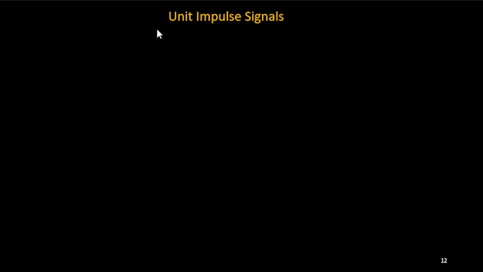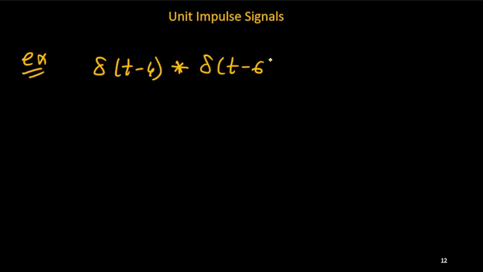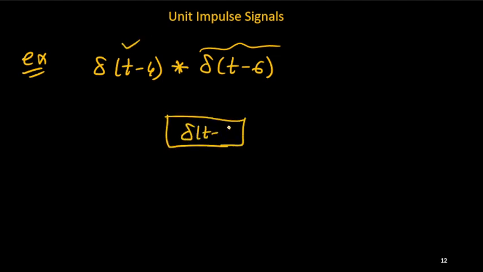Now let us consider one example. delta(t minus 4) convolution with delta(t minus 6), what will you get? Can you think about this one? I am considering this thing as a system, and this is the input signal. The system is delta(t minus 6). So if I apply delta(t), what will I get? I will get delta(t minus 6). It's a 6 second delay.